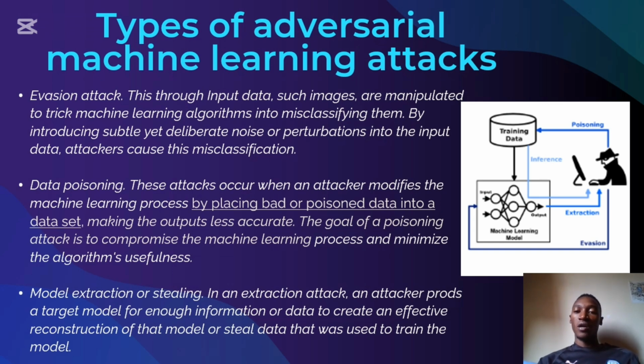In the picture here, I have a simple description of how these attacks happen. As you can see, in poisoning, the attacker is feeding poison data into the training data set. In extraction, the attacker is actually stealing data of the machine learning model and then reconstructing or modifying it. There you see the arrows coming from the machine learning model to the attacker. Then in the evasion attack, the attacker feeds wrong input into the machine learning model, and you see the arrows coming from the attacker to the machine learning model.